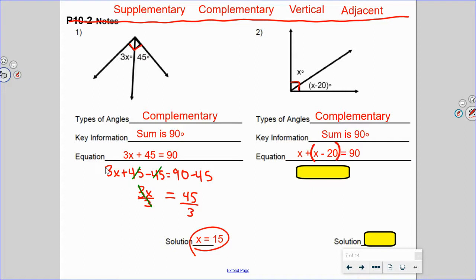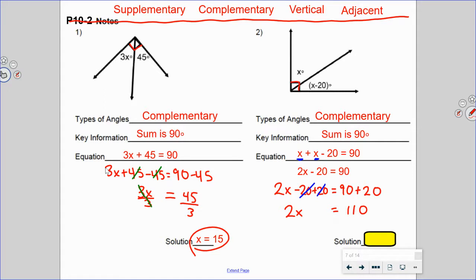Now again, your choice whether or not to use parentheses, because notice, if you got an x and then you got another x, why not just put those together and call it 2x minus 20? Now we can go ahead and solve. Let's get rid of the minus 20 by adding 20 and being fair to both sides to keep this an equivalent relationship. Now minus 20 and plus 20 cancel out, leaving us with 2x is equal to 110.